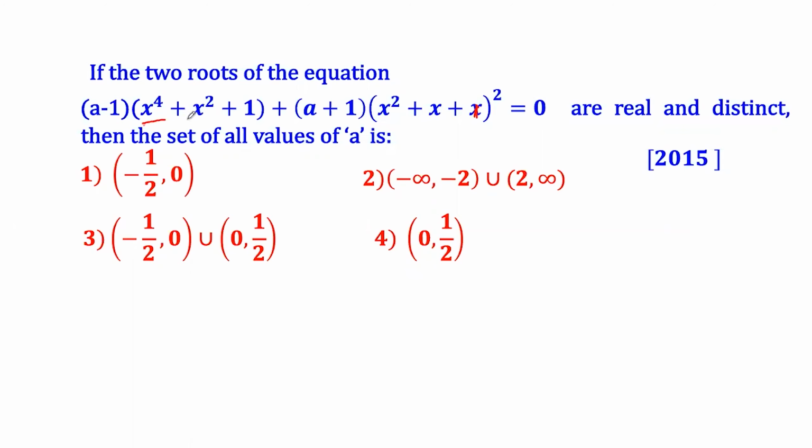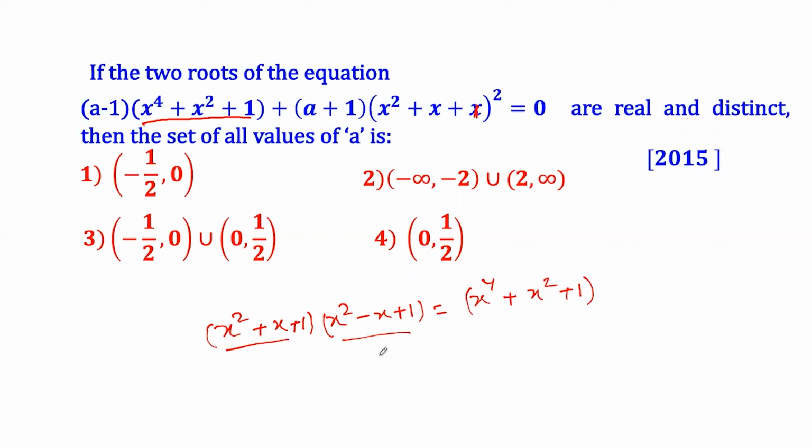This x to the power 4 plus x square plus 1 will be factorized into two parts. This will be x square plus x plus 1 into x square minus x plus 1. You have to remember this. The factorization of x to the power 4 plus x square plus 1 into two parts as this and this, right? So this is again x square plus x plus 1, right? So we can take out x square plus x plus 1 as common.